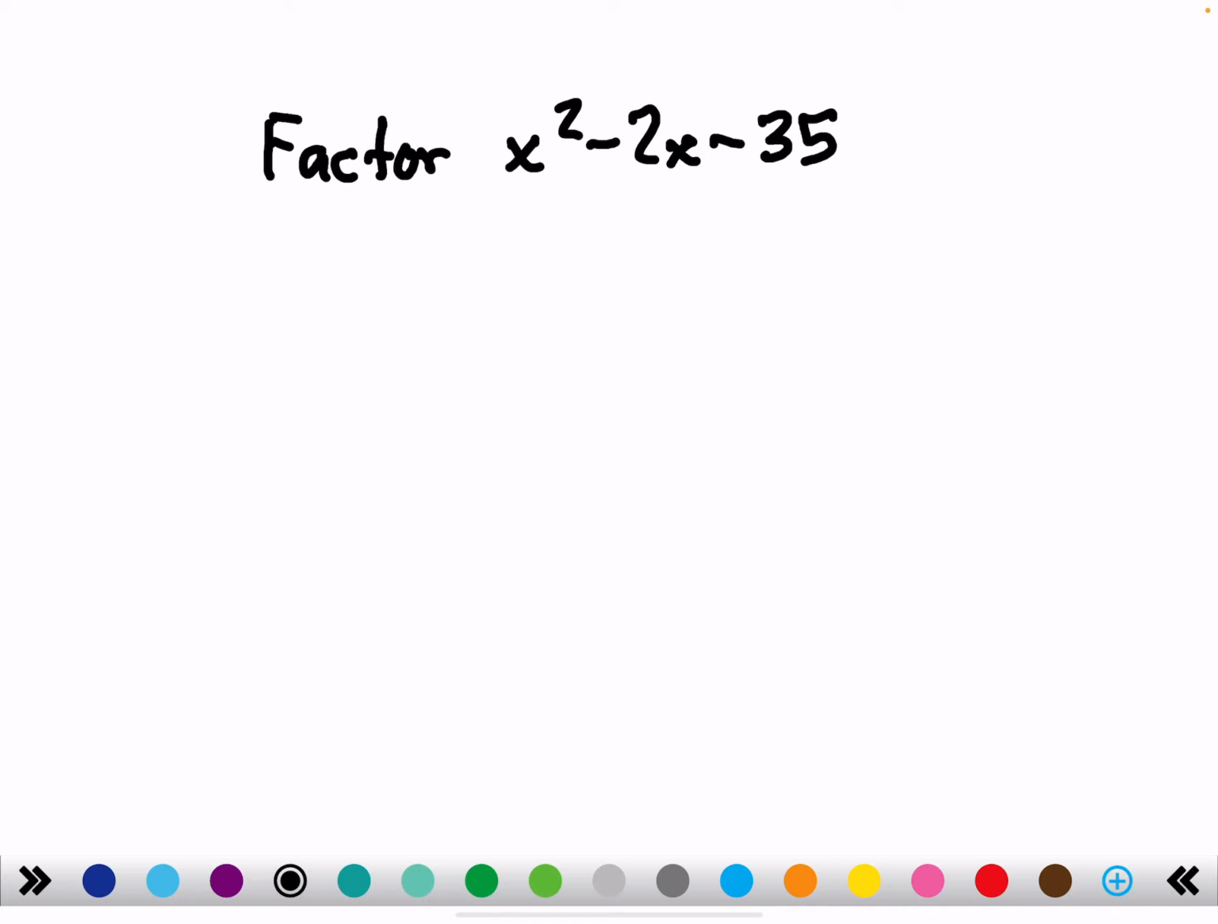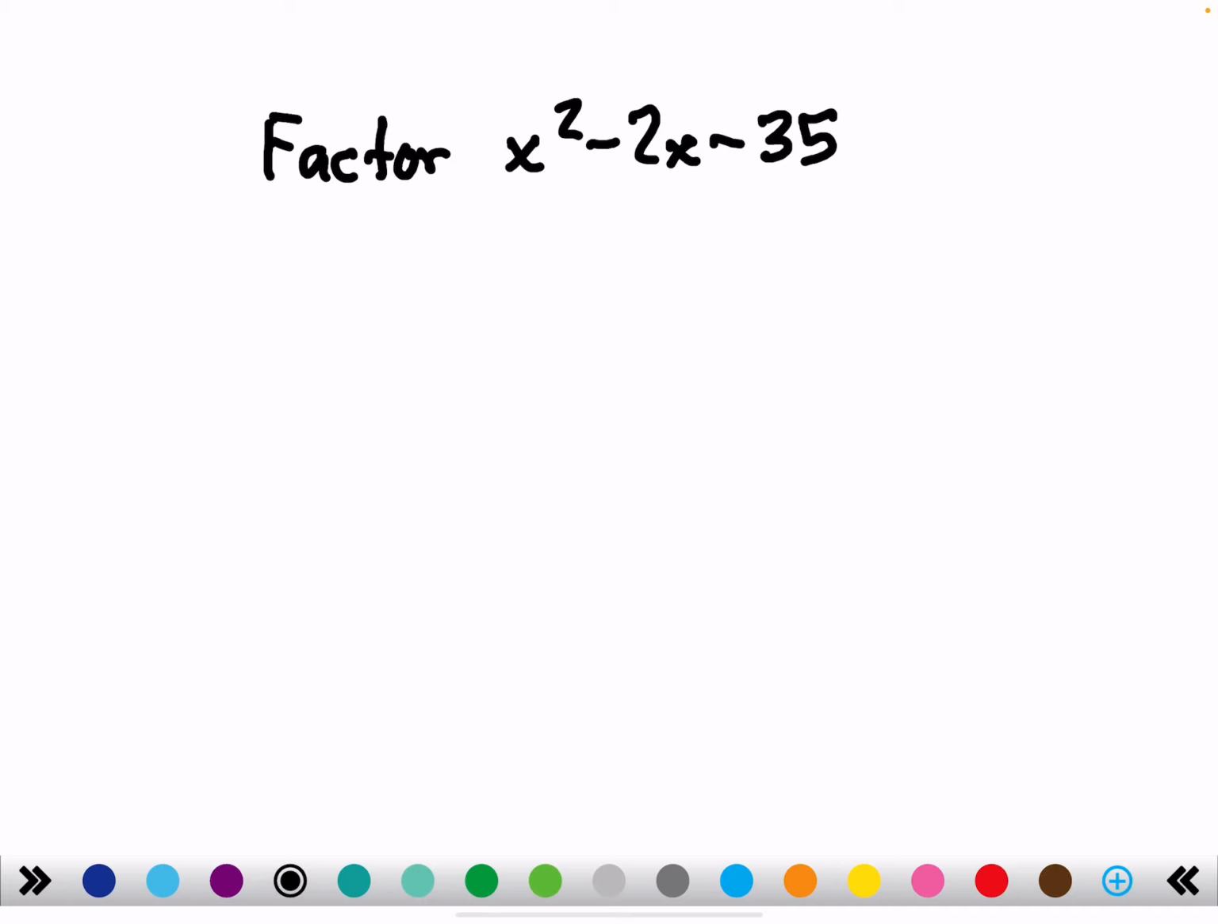Let's factor x squared minus 2x minus 35. Please pause the video and then turn it back on when you have an answer or if you have some questions.